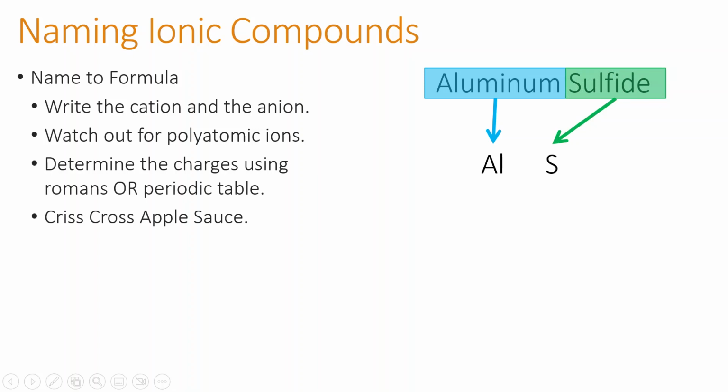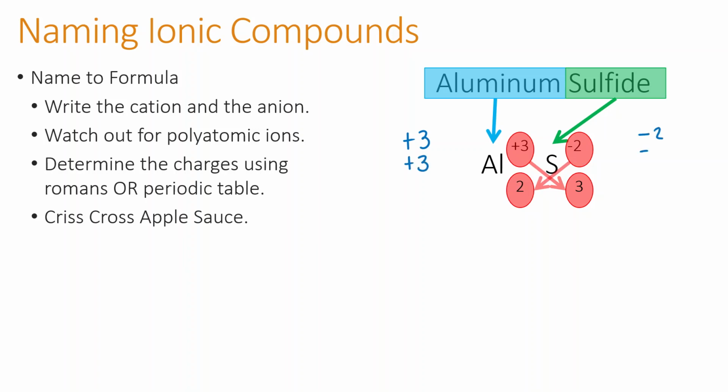So we need to figure out charges. Aluminum is in the +3 column and sulfur is in the -2 column. Once again, we're aiming to get a total positive charge of +6. If I crisscross these charges, I bring the 3 down and make the 2 positive and bring it down. That gives me 2 aluminums that are each +3, and I've got 3 sulfurs that are each -2. Both of those add up to +6 and -6. So my formula here would be Al2S3.